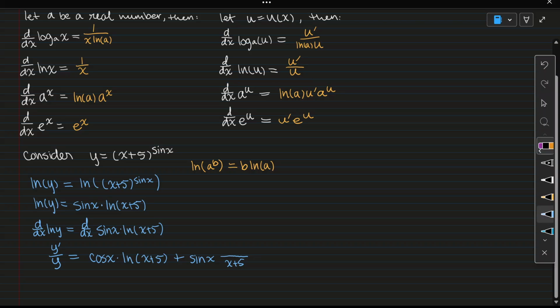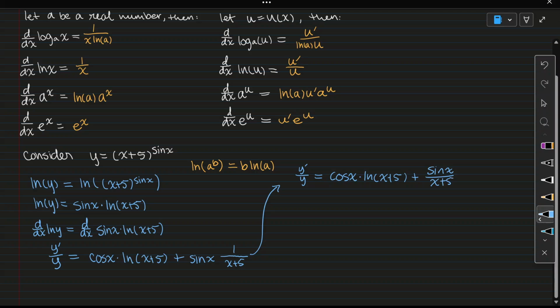And then on top, it's going to be the derivative of that, which is just going to be 1. So this tells me that, I'll move this up here. So this tells me that I'm going to have y prime over y is equal to cosine of x times ln of x plus 5 plus sine x over x plus 5.